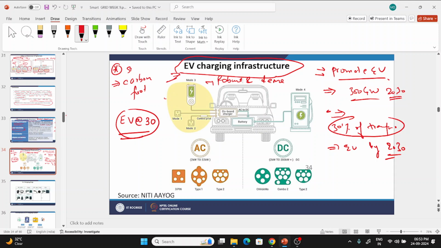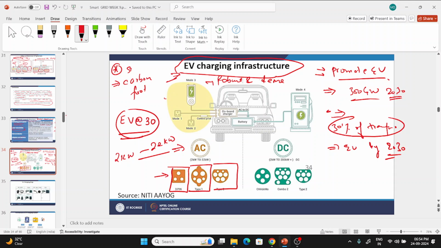There are two types of chargers, AC and DC. AC charging varies from 2 kilowatt to 22 kilowatt, and there are three types of pins on the charger. This is type 1, this is type 2, and this is the 3 pin, which we generally use.